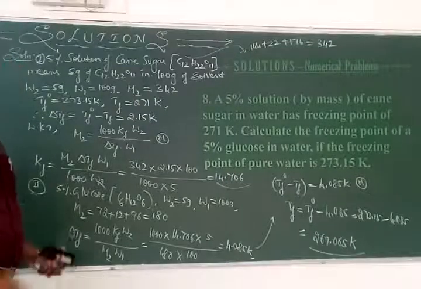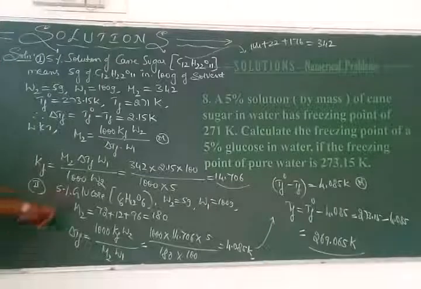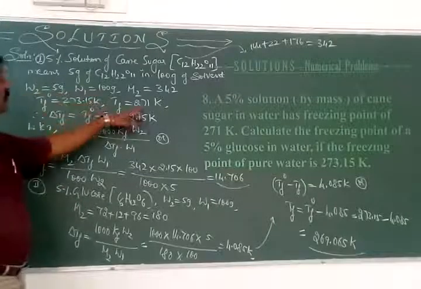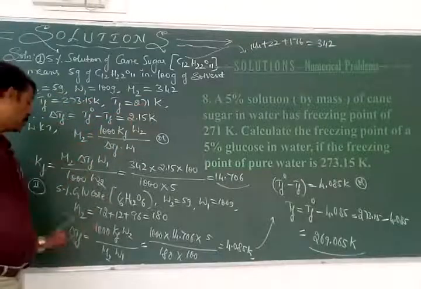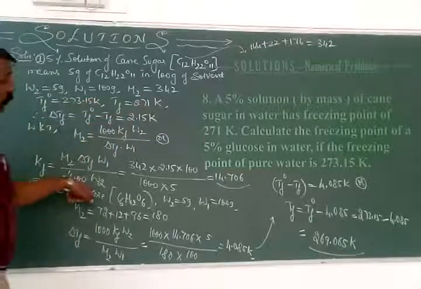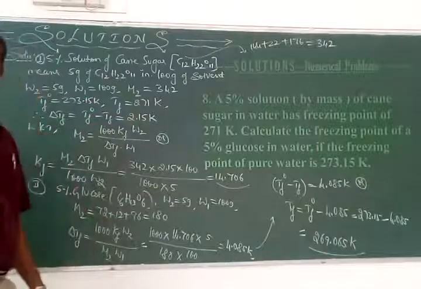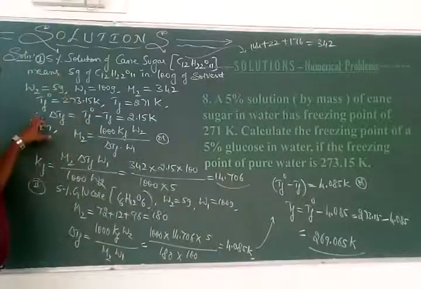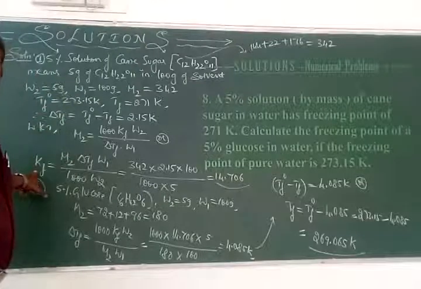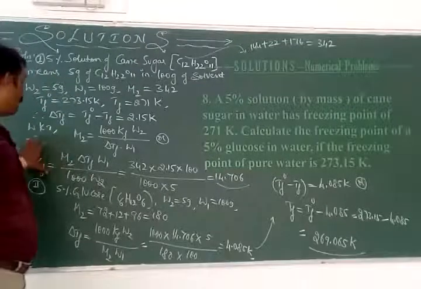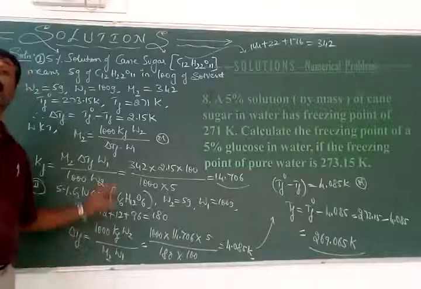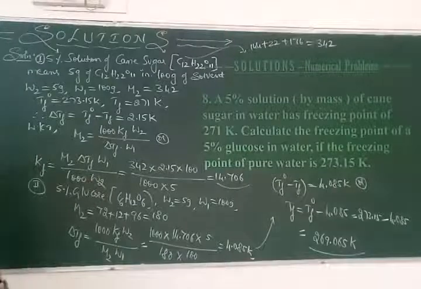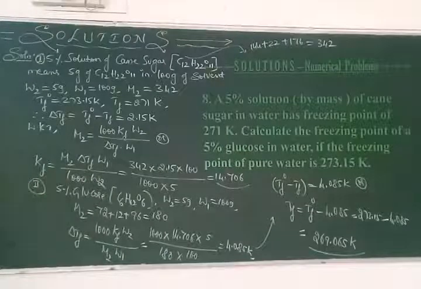269.065 Kelvin is the freezing point of which solution? The glucose solution. He has asked to calculate the freezing point of the 5% glucose solution, and it is going to be 269.065. In the first case, I calculated the value of Kf, the depression of freezing point constant. By knowing the depression of freezing point, we have calculated the freezing point of the 5% glucose solution. So this is one method.